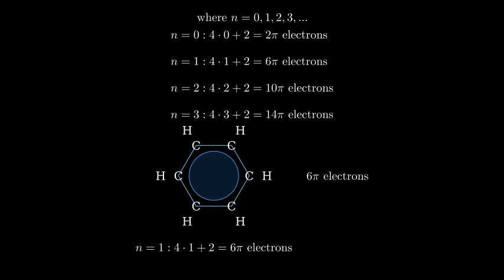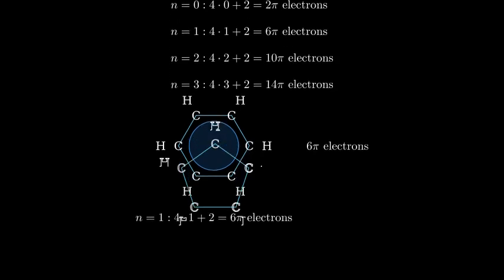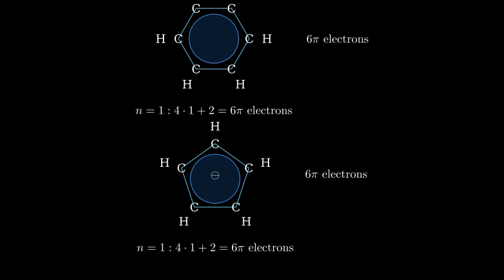Next, let's examine the cyclopentadienyl anion. This is a 5-membered ring with a negative charge, giving it 6 pi electrons. With n equals 1, 4n plus 2 equals 6, confirming it's aromatic.